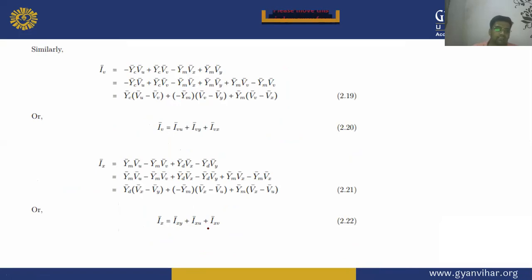Now similarly, the IV can also be calculated. IV will be equal to minus YC into VU plus YC into VV minus YM into VX plus YM into VY. Now we have added and subtracted these two terms extra, and we have taken the common terms YC, and YM minus YM. And when we take out the common terms, this will be the current for IUV.